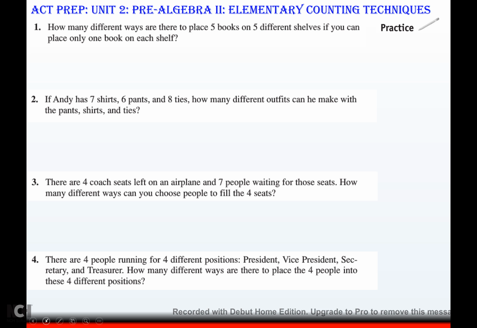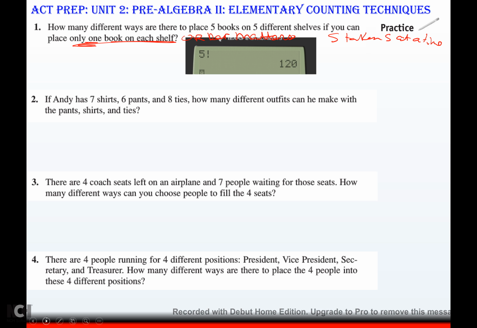On number 1, it says, how many different ways are there to place 5 books on 5 different shelves if you can place only 1 book on each shelf? So that means that order matters. Okay? Order matters, which tells me I'm doing a permutation, not a combination. And we have 5 taken 5 at a time.